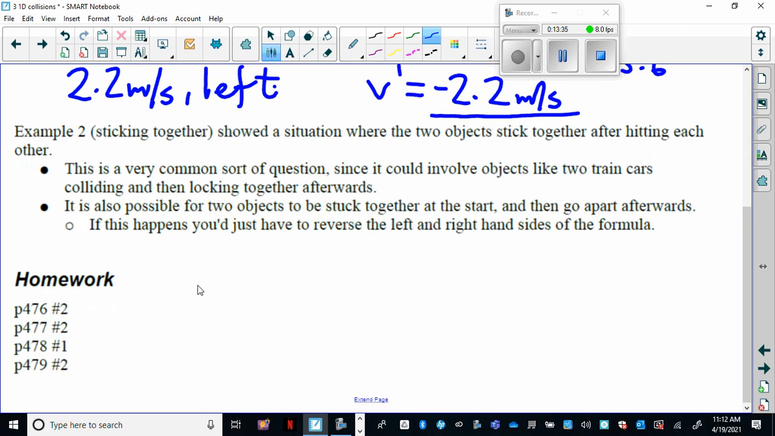Okay, and that's it. That's the end of one-dimensional collisions, which start off nice and easy. In the next lesson, we do two-dimensional collisions, which are brutally difficult, but fun. So on to that next.